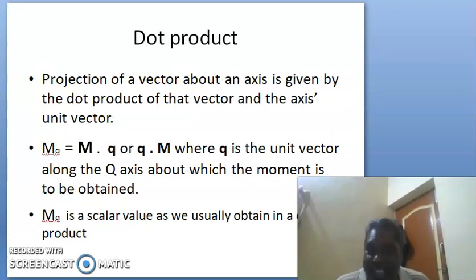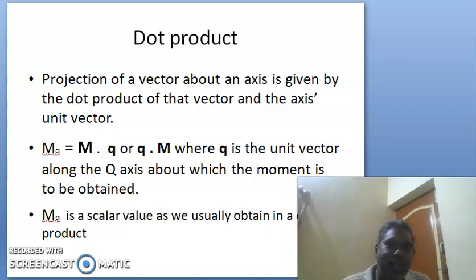Projection of any vector on another vector or axis is given by the dot product of the vector and the axis unit vector. So here Mq, that is the moment about an axis q, is equal to the moment vector dot q vector, which is the unit vector along the q axis.